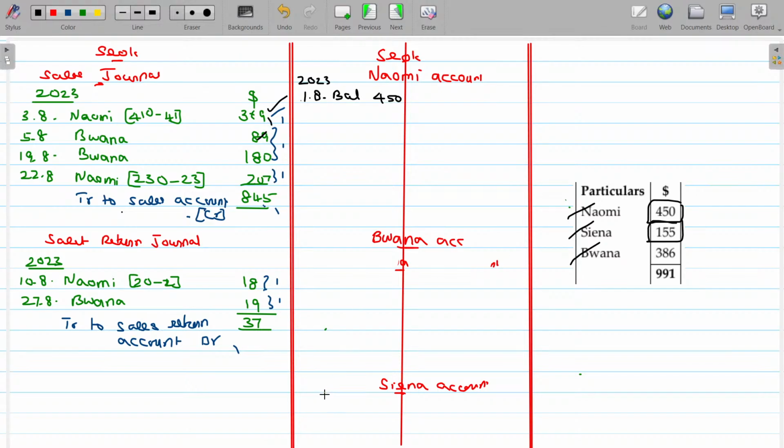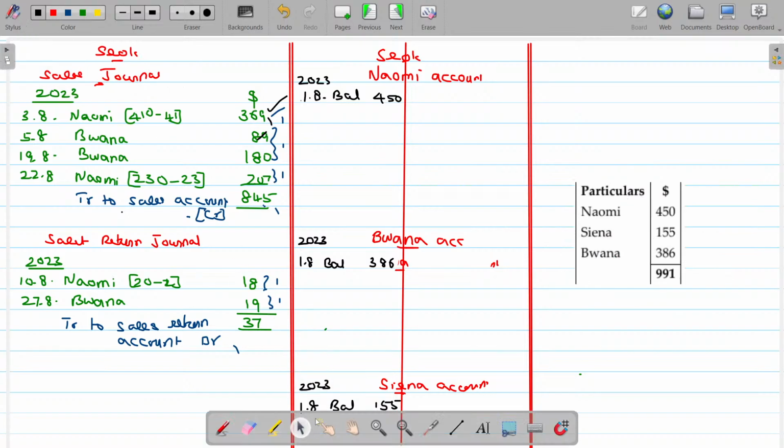Sienna 155, 2023, 1st August, the balance in Sienna account being 155. And in case of Buona, on 1st August 2023, the balance being 386. These are the three balances we have. Clear?